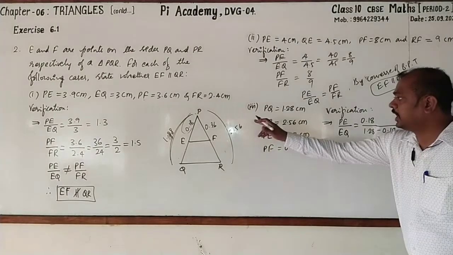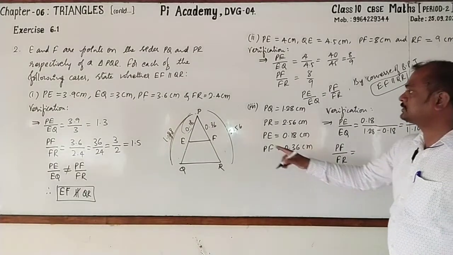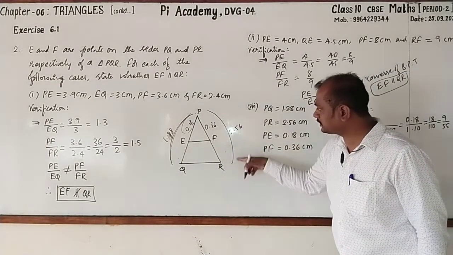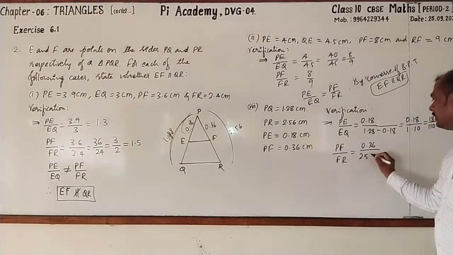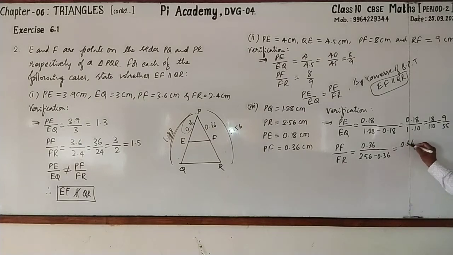Next, I'll take PF by FR. What is PF? It is 0.36. FR, how do you get? 2.56 minus 0.36. It is equal to 0.36 by, subtract: 6 minus 6, 0; 5 minus 3, 2; 2 minus 0, 2. So 2.20. It is equal to 36 by 220. Then cancel it by 4.